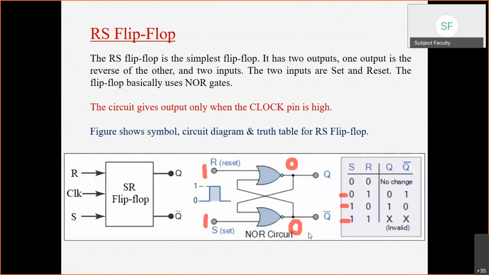which is contradictory. Why? Because we have said that Q and Q bar are complements of each other. So whatever is the value of Q, the Q bar value should be its complement. If the value of Q is 0, then Q bar should be 1. But here we are getting the same value for the complementary variable. The values of Q and Q bar are both the same. That's why this condition is called an invalid condition. So the fourth condition is the invalid condition.